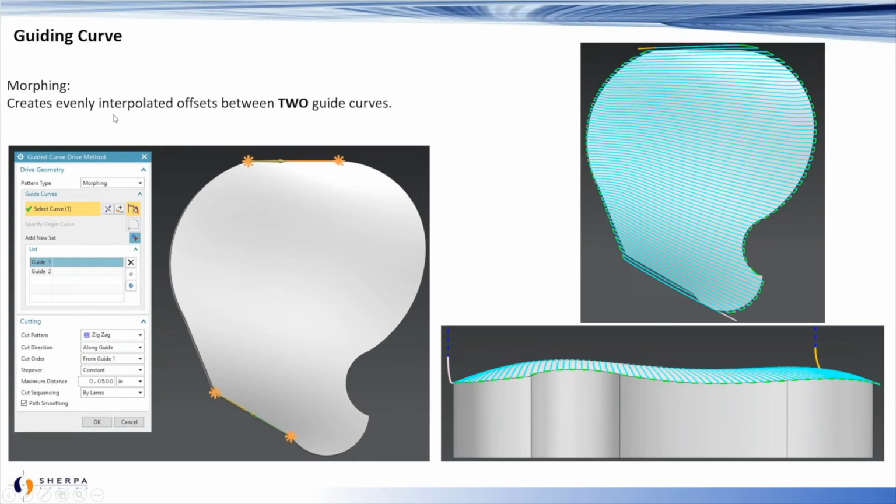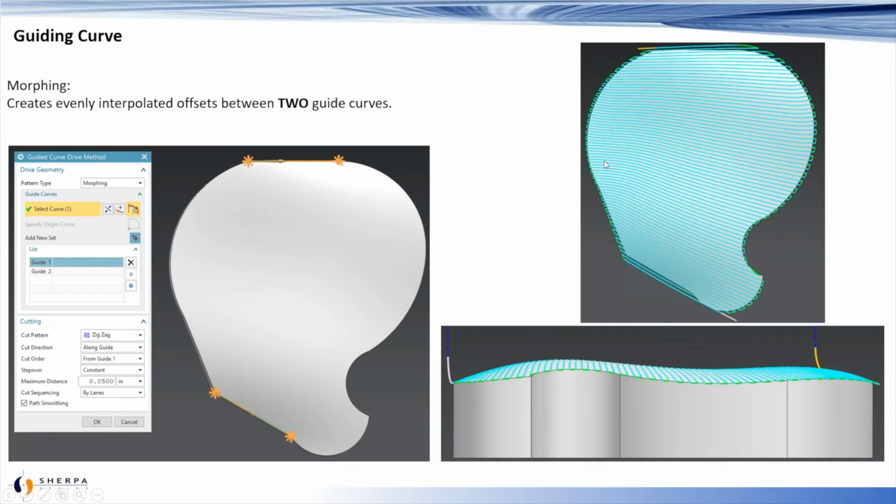And so morphing uses two guide curves. Once again, it can be open or closed guide curves. I'll show you an example of closed guide curves here shortly. But essentially, it's telling it the start and end cut directions. On this example, you can see that it starts going the same direction as the first drive geometry, but at the end, it slowly morphs its way to going parallel to the second drive geometry.